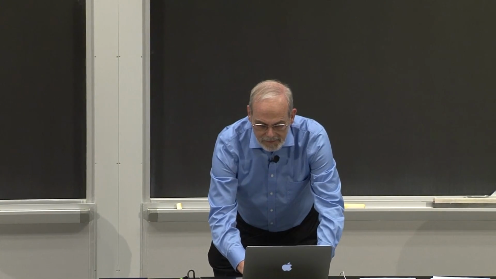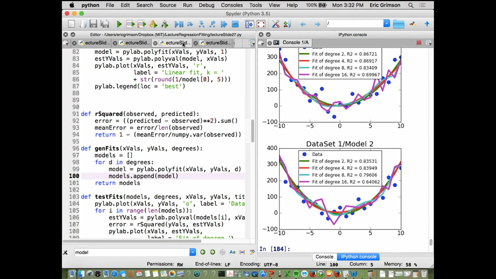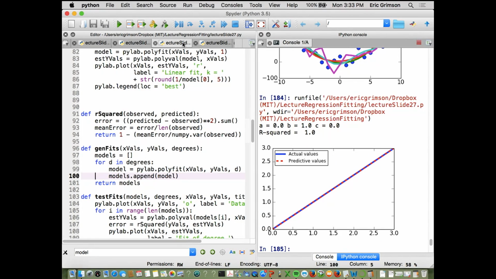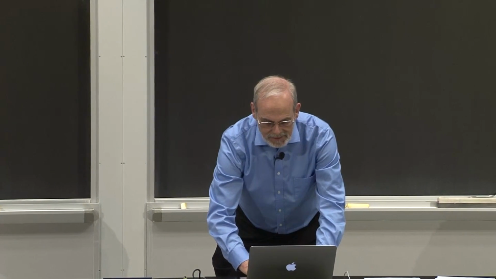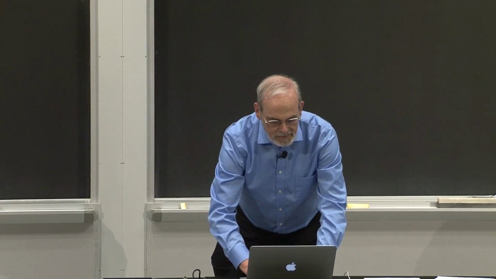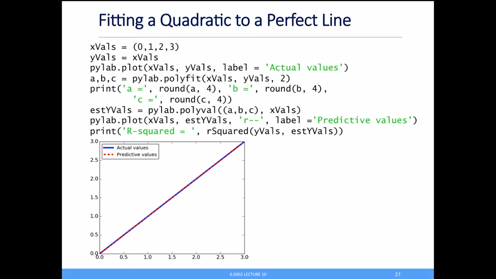So if I go to Python and I run this, I'm going to run exactly that example. Look at that. A equals 0, B is 1, C equals 0. Look at the R-squared value. Let me pull that together for you. It says, in this perfect case, there's what I get.